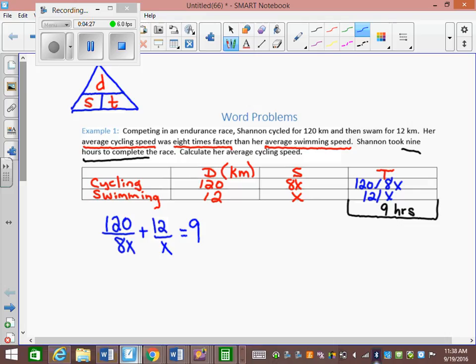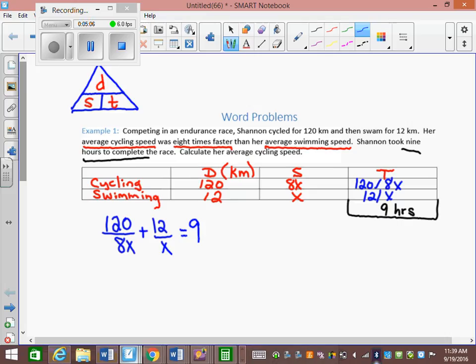Just a solving question. So I actually don't care what they're asking me to find at this point. I'm going to have to find x no matter what they ask. But when I'm done finding x, they could ask me for the cycling speed, so I just fill in x and multiply it by 8. If they ask for the swimming speed, it's just whatever I find x to be. They could ask me for the time it takes to cycle, so I go 120 divided by 8 times whatever I find x to be. Or they could ask for the time to swim: 12 divided by whatever x is. So x sometimes isn't actually the answer to what they're asking you to find. It might help you to get there.